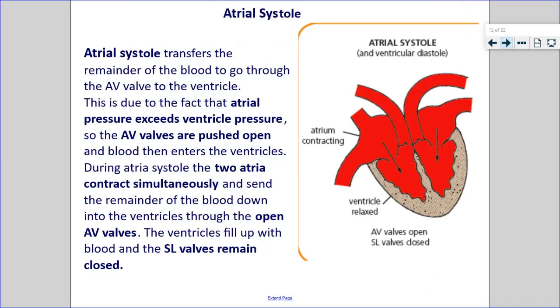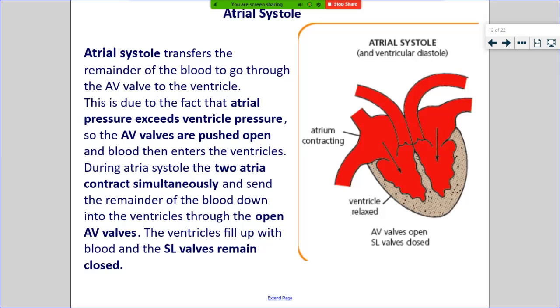So during atrial systole, the top two chambers of the heart, the muscle walls of those chambers, contract. And that causes the pressure in the atria to increase. And when the pressure in the atria becomes greater than the pressure down in the ventricles, it forces open the valves between the atria and the ventricles. And what that means is that the blood that has been filling up in the atria is able to move down into the ventricles.